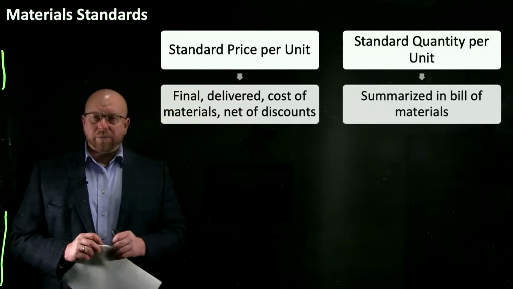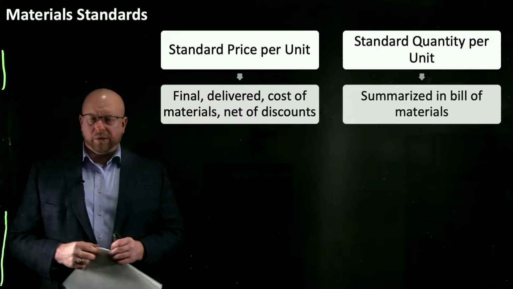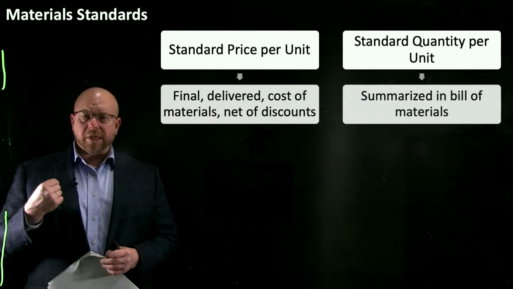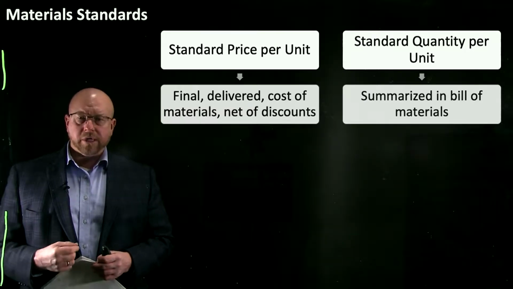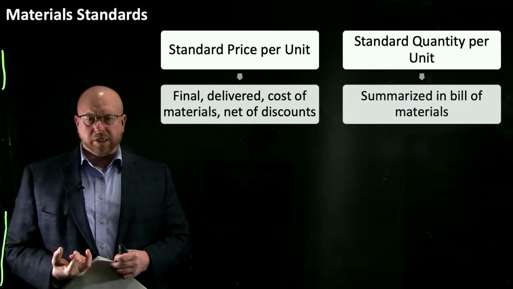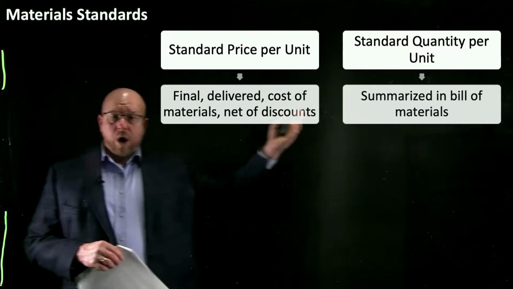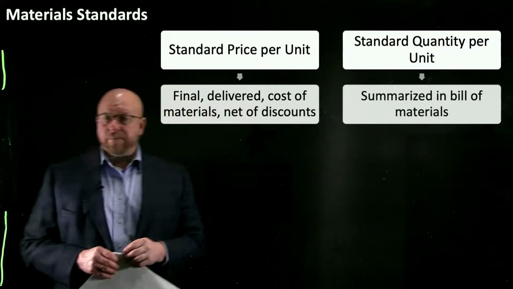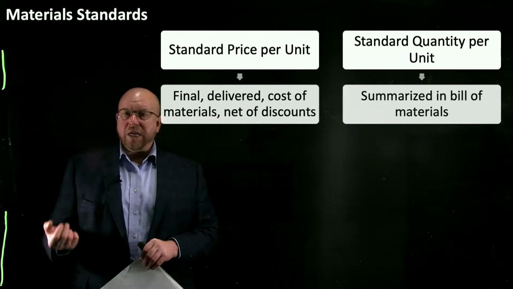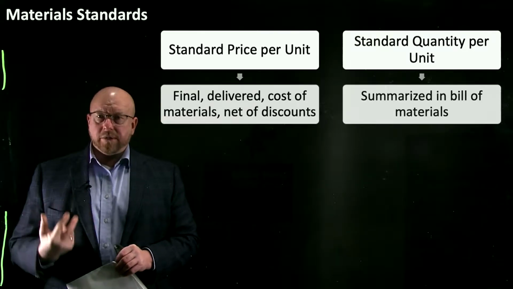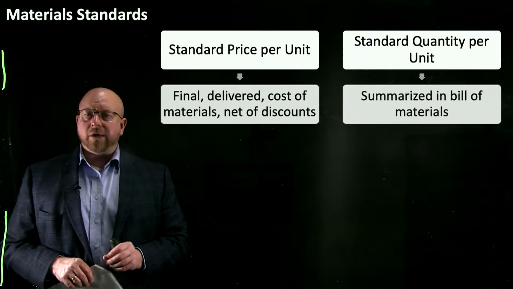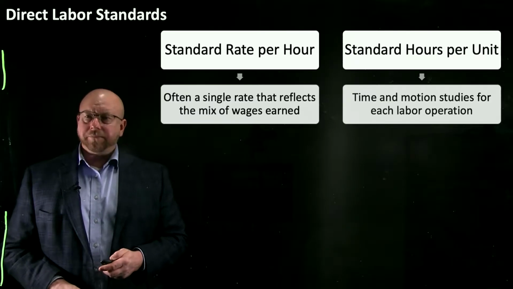So this standard price per unit, we're going to take a look at material standards. The standard price per unit is going to be that final cost of our materials, net of any discounts and including any shipping to obtain the cost. The standard quantity per unit is going to be in the bill of materials. The bill of materials is essentially a menu of the items that make up a particular product, and those quantity standards should be specified there.